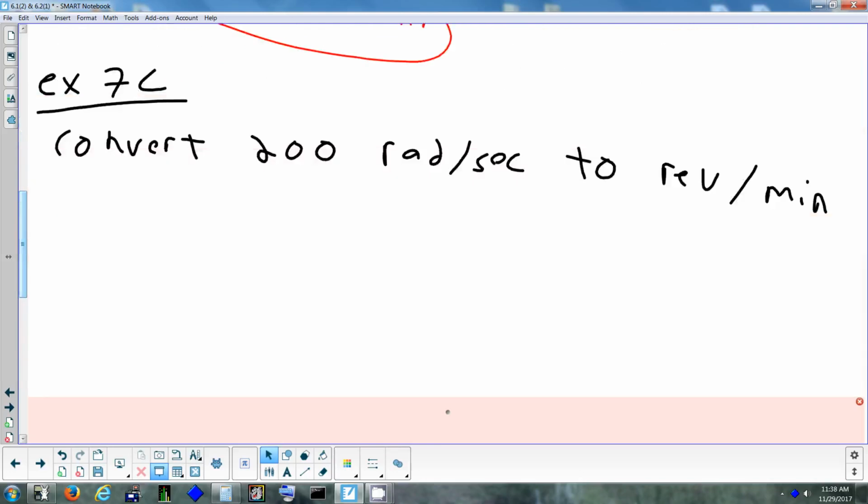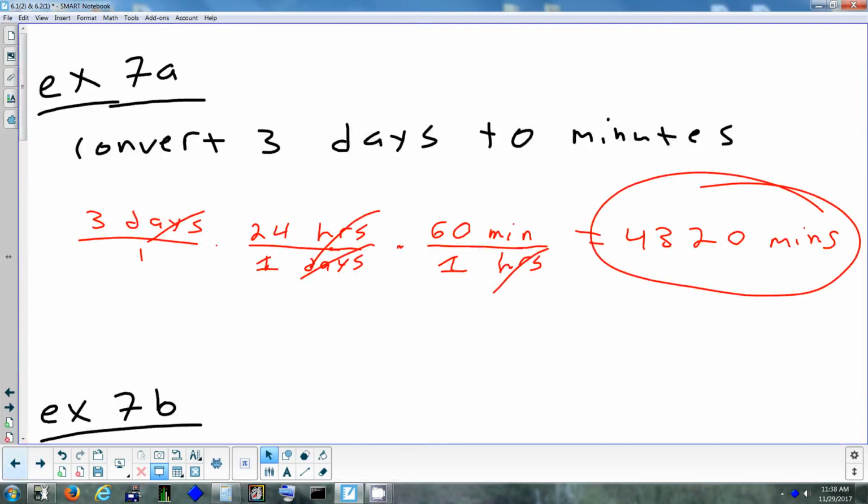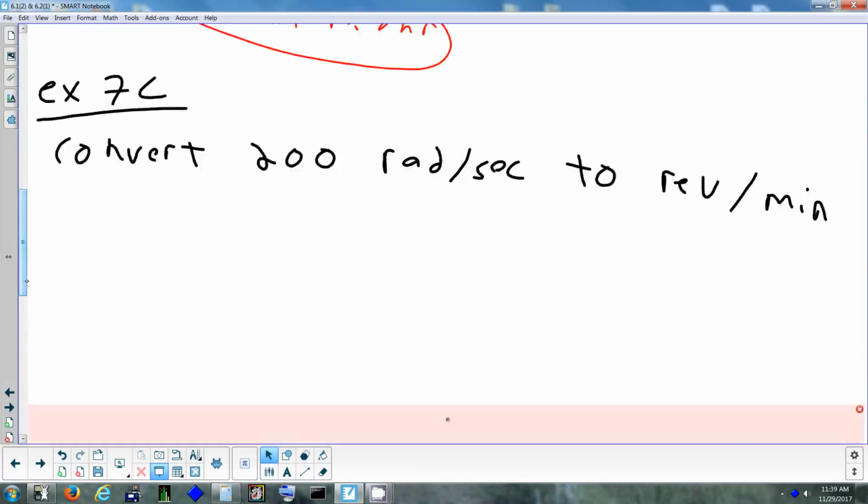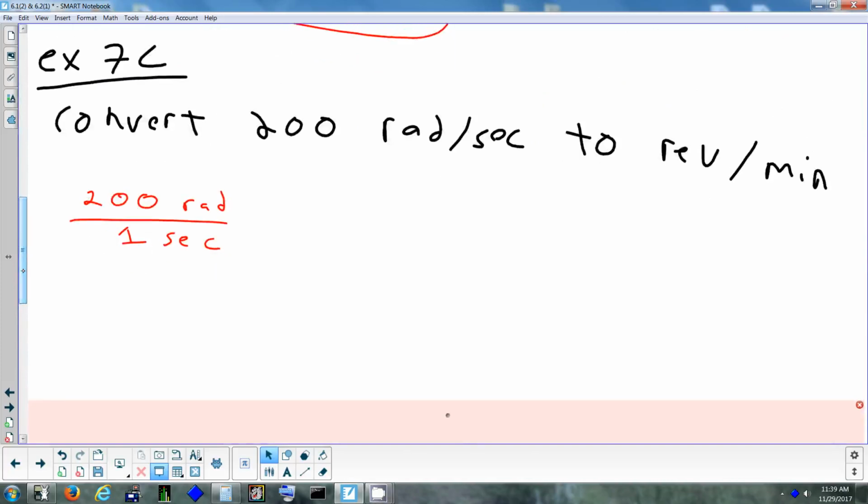So the last one, for this, and then we'll see what we get to in section 6.2, and we'll finish tomorrow, is going to involve an angular speed. Okay, so we kind of worked our way up. We started with just a basic unit, then we went to a rate that you're familiar with. Now we're getting into something that's a rate maybe a little less familiar. This is a speed of 200 radians per second. And now they want me to convert that to revolutions per minute.